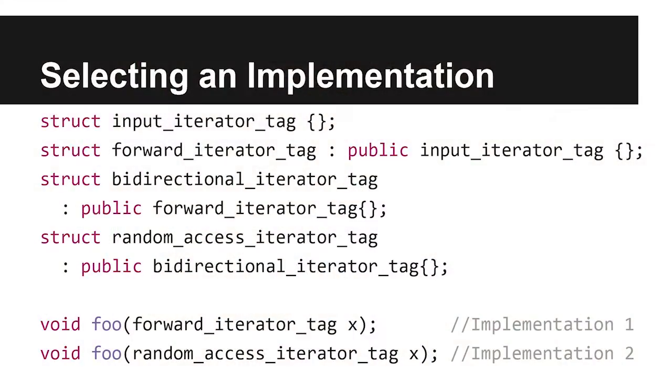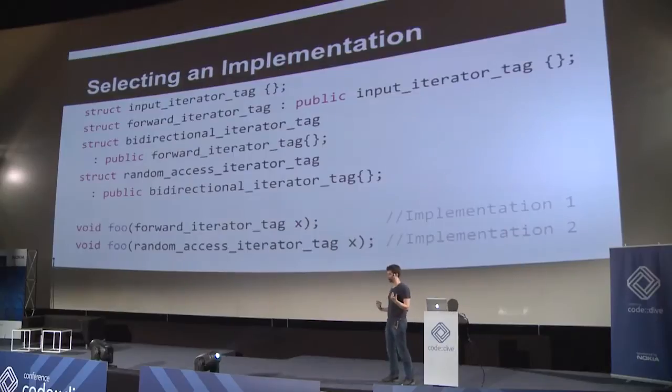Bidirectional iterators do all of that and can go backwards. Random access iterators can do arbitrary arithmetic. Basically anything you can do to a pointer, you can do to a random access iterator. So why does this matter? We have these types in the standard library, these standard iterator tag types, and they're empty. They don't contain any data members whatsoever, but they inherit from each other the same way that the iterator concepts do. These tags also inherit that same way.